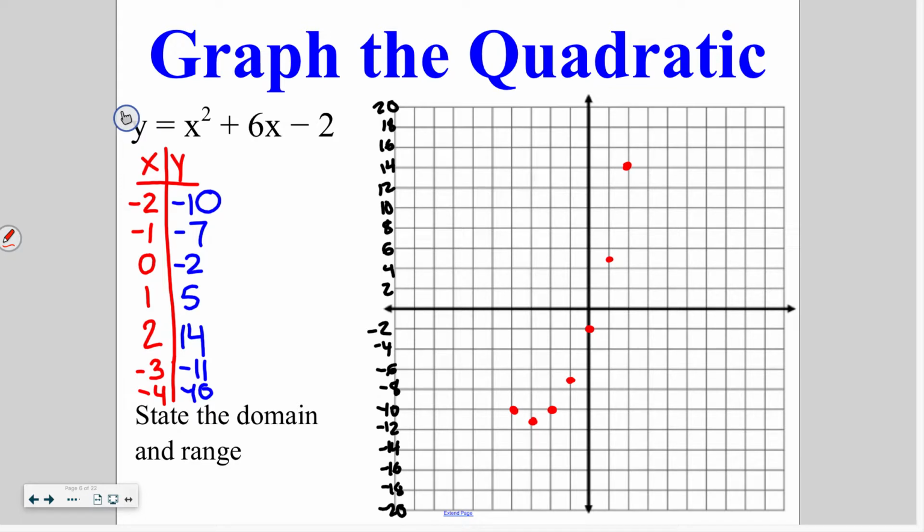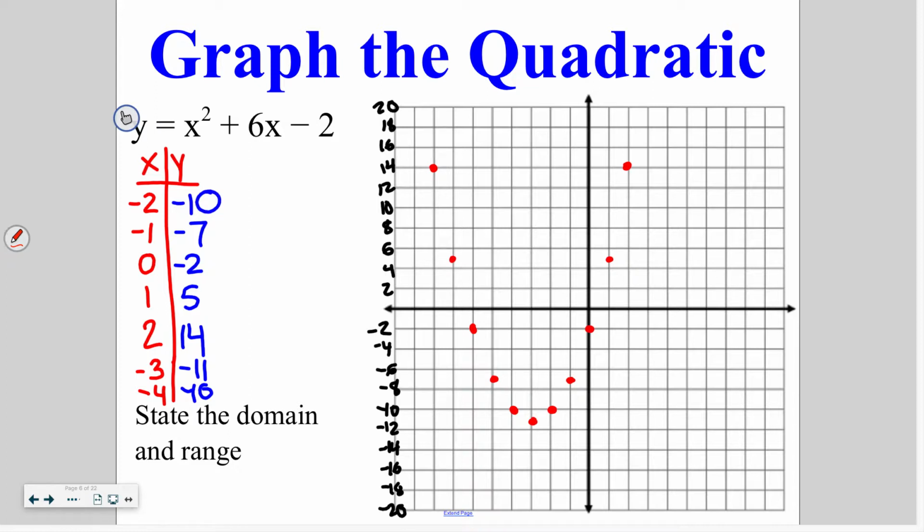As I said earlier, parabolas are symmetric, so I can now just trace across using symmetry to complete that U shape. So every time I go over one, I'm going to go to that next point. Over one, to that next point, over one, to that next point.